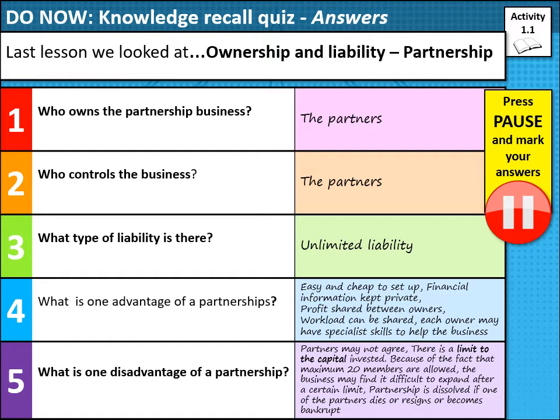And what is the disadvantage of a partnership? Partnerships may not agree, so then you have to come to some agreement when you're in a partnership. There's a limit to the capital invested. Because of the fact that maximum 20 members are allowed, the business may find it difficult to expand after a certain limit. Partnership is also dissolved, which means that it no longer exists if one of the partners dies or resigns or becomes bankrupt.